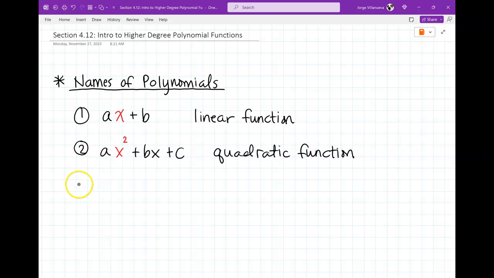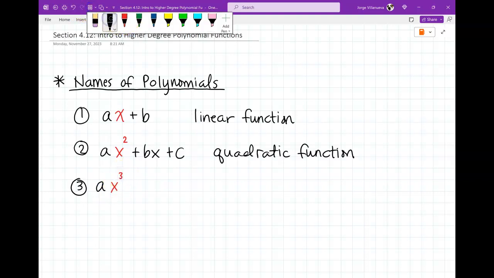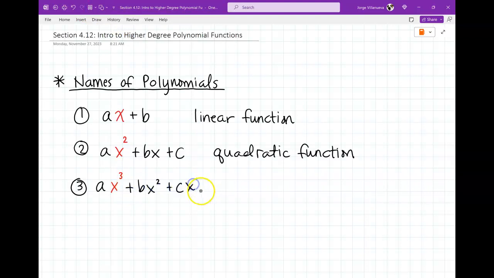Okay, third one, and I kind of have to show you, I think up to fifth power. So the next one would be ax cubed plus bx squared plus cx plus d. This is called a cubic function.